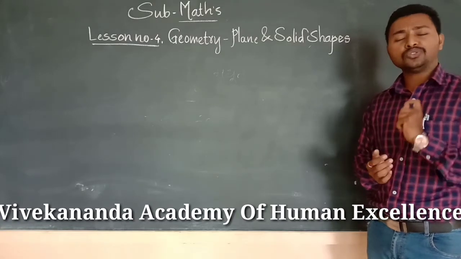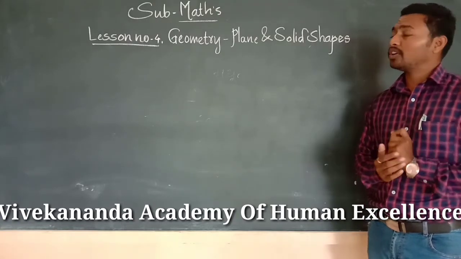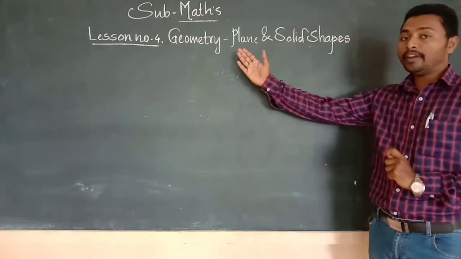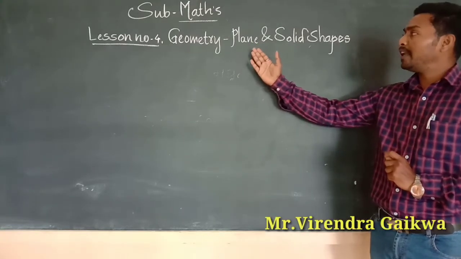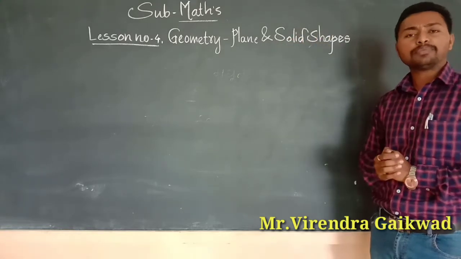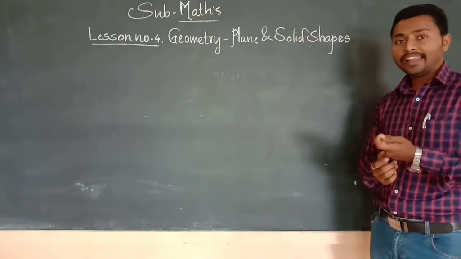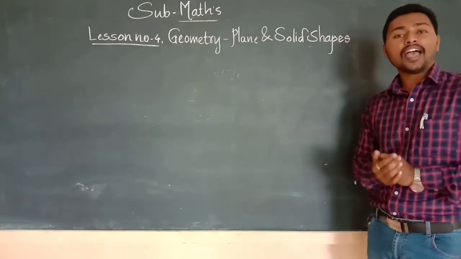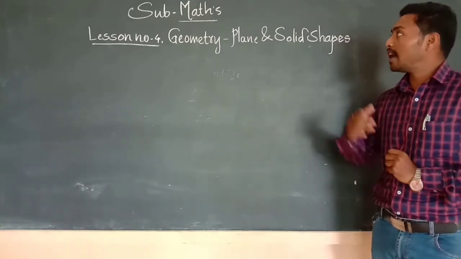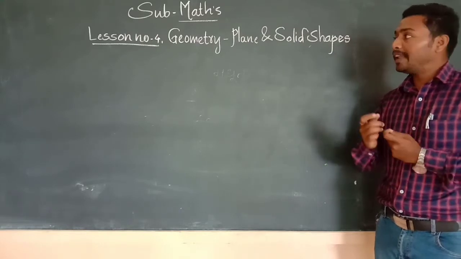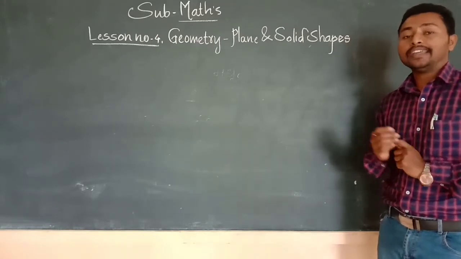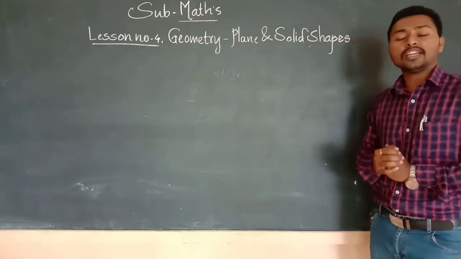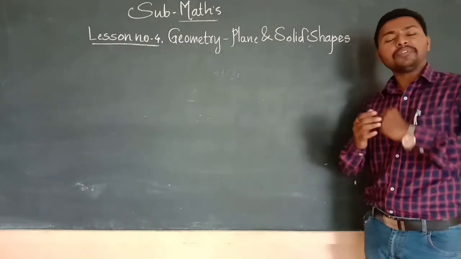Today I would like to teach you a very important lesson from our mathematics. Lesson number 4, Geometry. In that geometry, plane and solid shapes. Then what are the plane and solid shapes? Planes or solid shapes क्या है? Planes means what? And solid means what? So plane geometrical shapes indicate the two-dimensional shapes and solid shapes indicate the three-dimensional shapes.